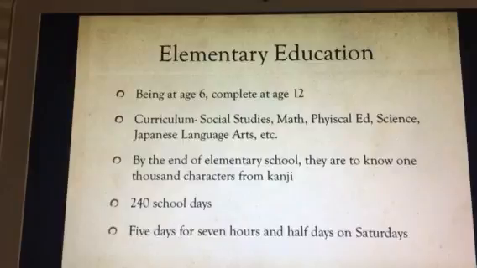By the end of their 6 years at the elementary school, they are to know 1,000 characters from Kanji. Kanji is basically their alphabet. They have characters that represent nouns, adjectives, and verbs. They have 240 school days, and 5 days a week they attend school for 7 hours, and then they also attend school on Saturday, but that's only a half day.